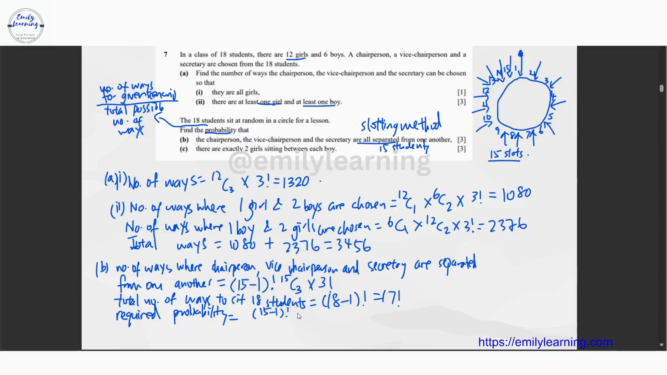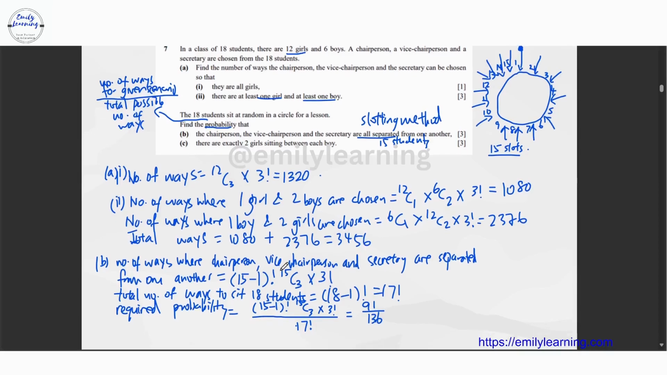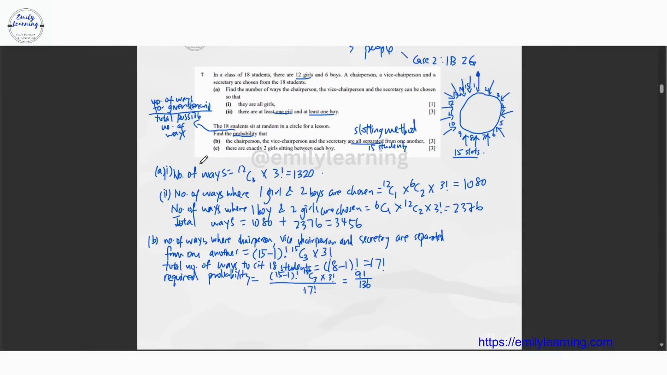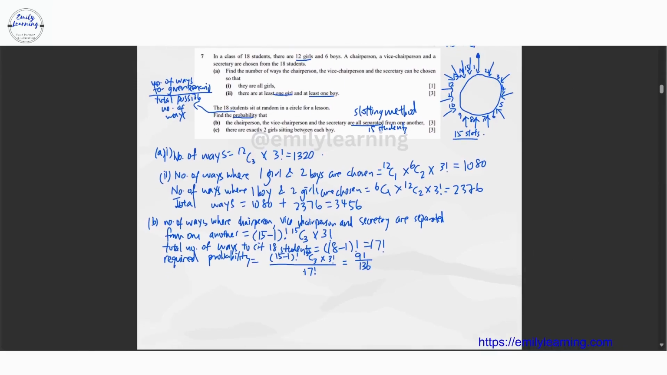So let's do it. Choose 3. Okay, so evaluate this in the calculator. You'll get a value of 91 over 136. Okay. Now let's move on to part C.